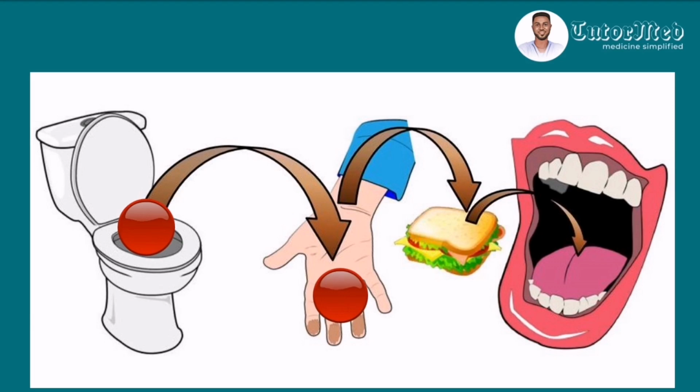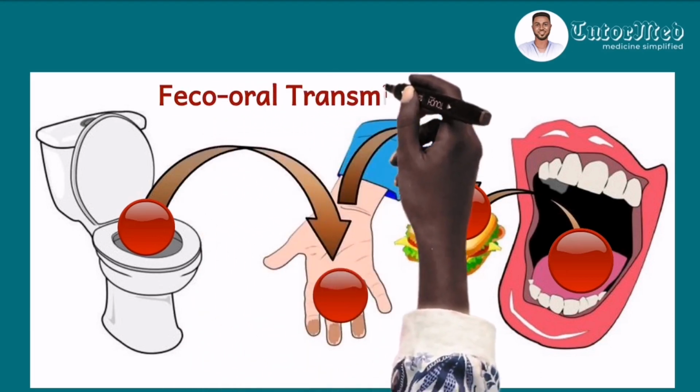The Salmonella contaminates the food. Then the little girl unfortunately eats the food. Now, if the load of Salmonella on the food is the infective dose, meaning the amount of Salmonella organisms required to infect an individual, the little girl might get infected. And so that is the fecal-oral transmission.